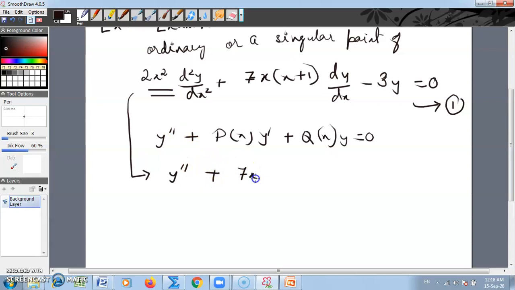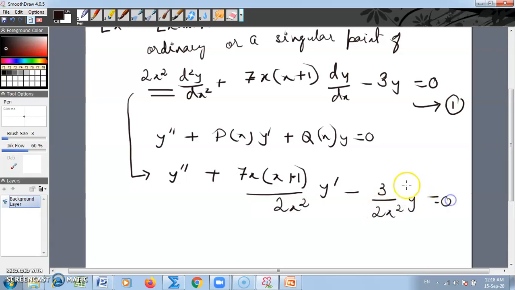So what do we have here? This becomes 7x times (x plus 1) divided by twice x squared y single dash minus 3 divided by 2x squared y is equal to 0. So see, now we have this as p and this as q. Both are functions of x. So we can write them as p and q in this manner.